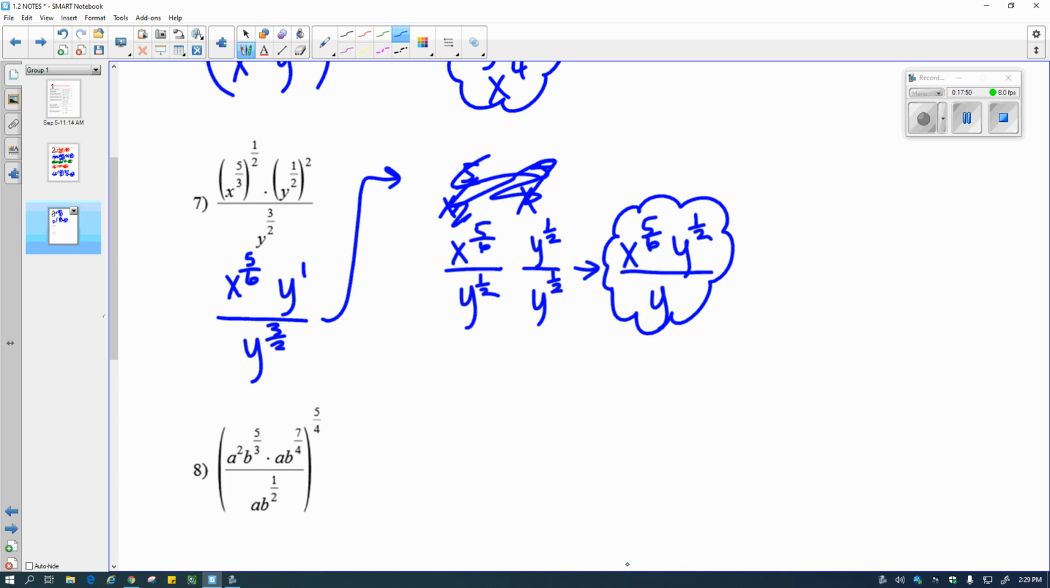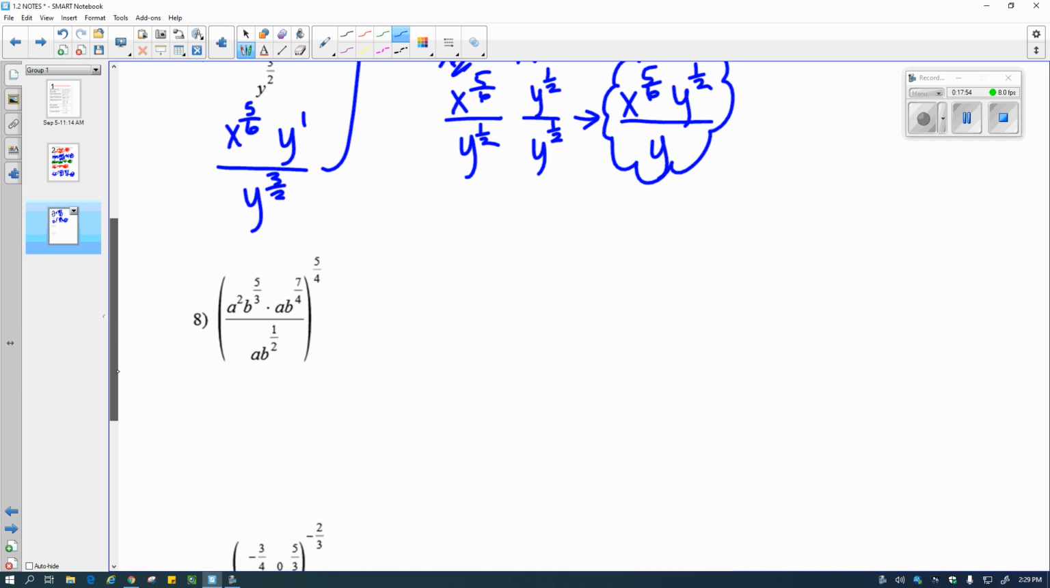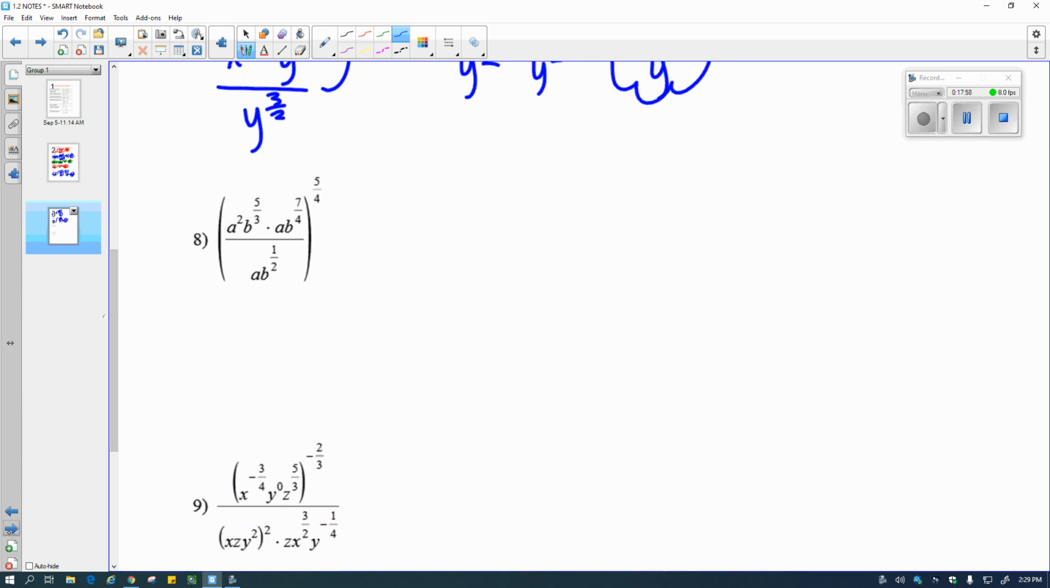Just a couple more to run through. Again, if at any point you need to back up and try again or rewind, go for it. I'm going to start on this one by doing some cleanup on the inside that I recognize again. Like, for example, the a's can cancel out. I have an a on the top and an a on the bottom. And also on the top, I can combine my 5/3 and 7/4. So I'll do 5/3 plus 7/4. And I like to keep it improper.